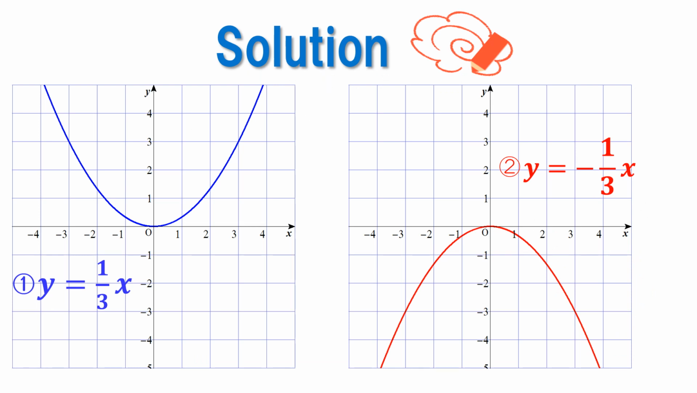Now let's check our answers. For number 1, y equals 1/3 x squared will look like what's on the left. For number 2, y equals negative 1/3 x squared will look like what's on the right. Were you able to consider the characteristics of the graph before writing it?